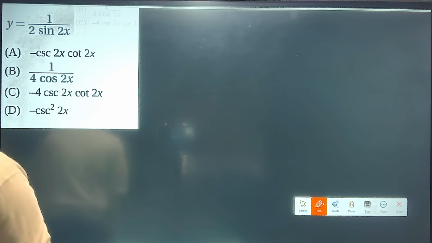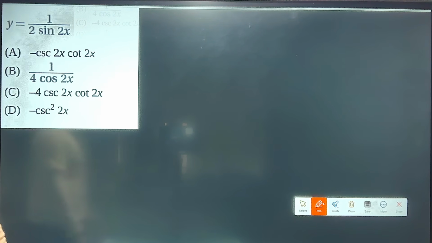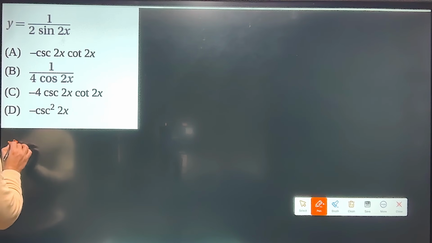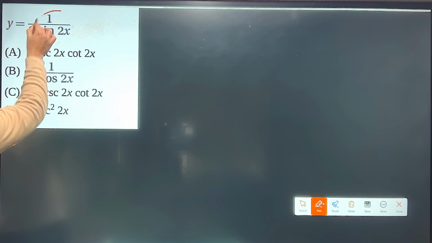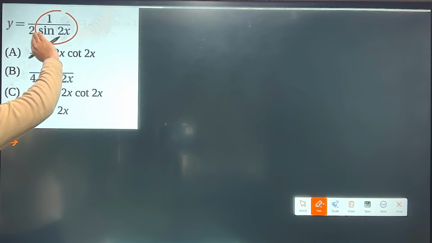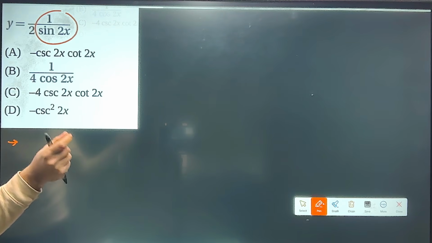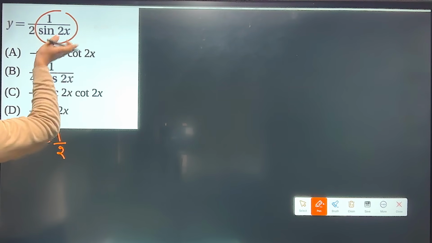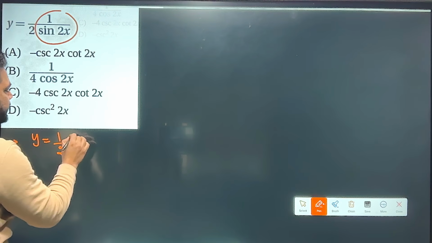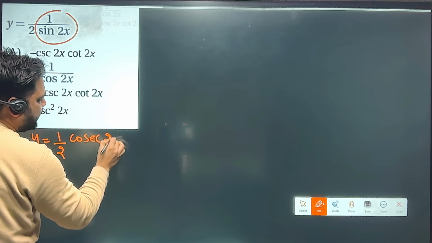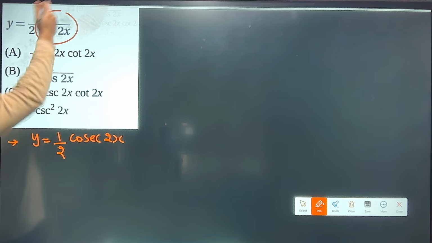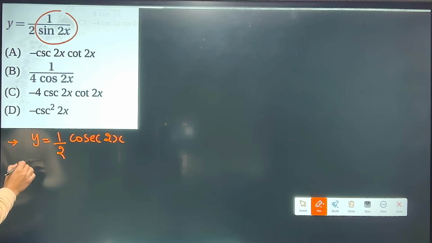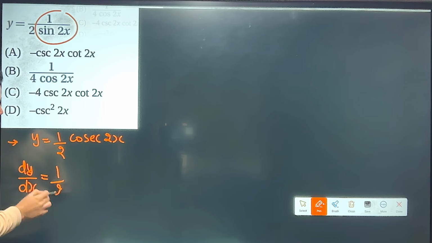So in this question, this 1 upon sine 2x, this sine goes in the numerator, because sine is the reciprocal of what? Sine is the reciprocal of cosec. So this sine 2x, if we take it in the numerator, it will be cosec 2x. So how to do its differentiation? The differentiation of y will always be dy by dx. And 1 by 2 is a constant, it will remain constant.